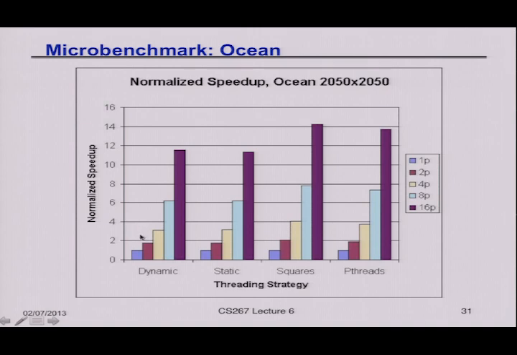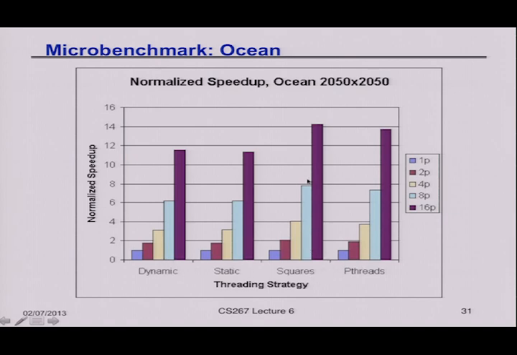So here are speedups, and here are the four different ways of implementing it. These three are OpenMP. This is Pthreads. This is speedup compared to one processor, so up is good. I'm running it on 1, 2, 4, 8, and 16 processors, and it's all normalized to the speed on one processor, which is therefore at 1. These are the OpenMP versions, and there's Pthreads.